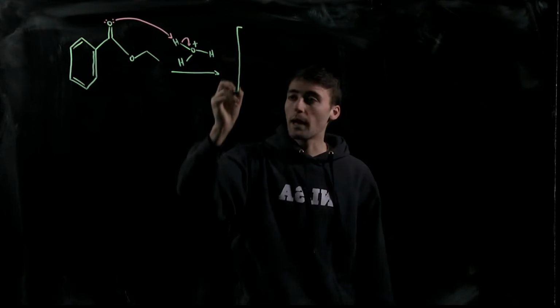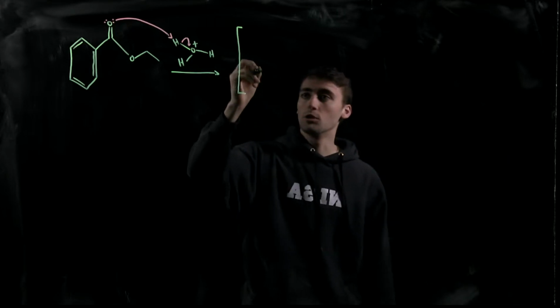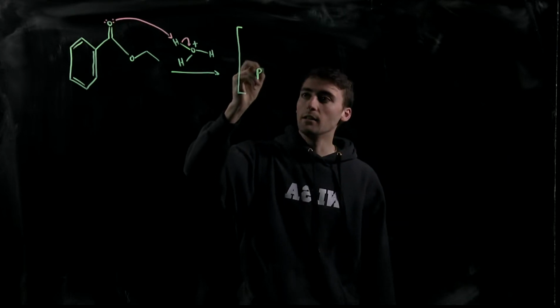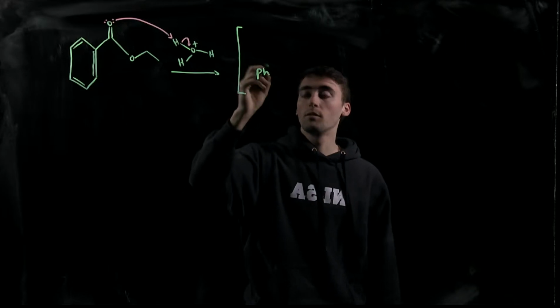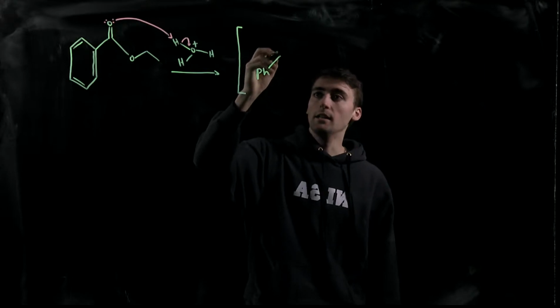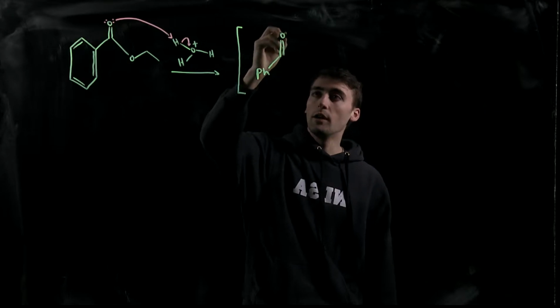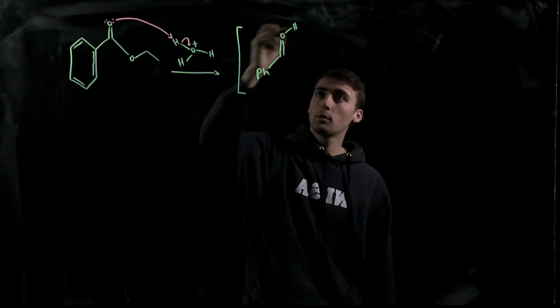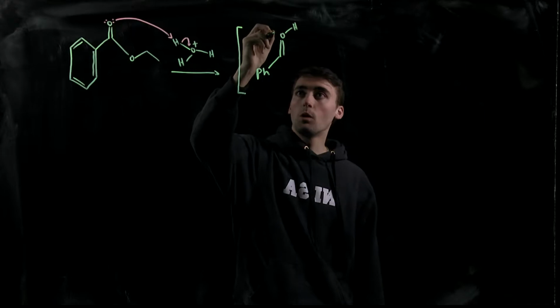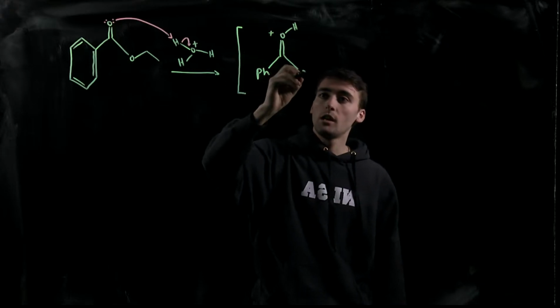You always want to keep brackets in there because you have to make sure that you are demonstrating that what you're drawing is an intermediate. For the remainder of this mechanism, I'm just going to abbreviate the benzyl group as Ph. Here's your oxygen, now has the hydrogen attached to it, remember, and because of this you do want to put in charges, so this has to have a positive charge.